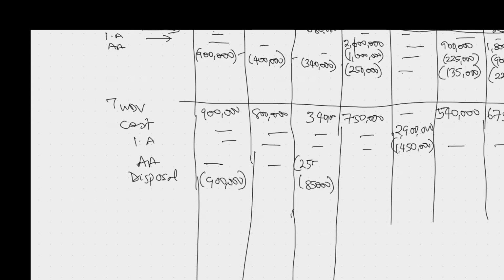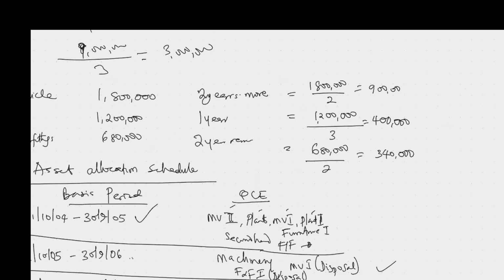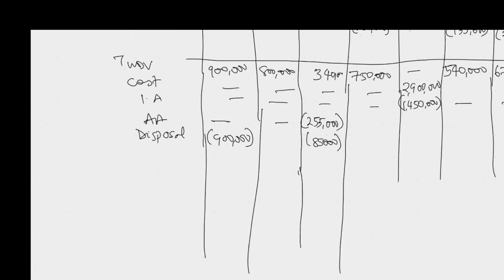Okay. So you remember that we said this one still has 3 years to go. So I will have 400K as annual allowance. So no disposal on this one. Let's go. Motor vehicle 2.